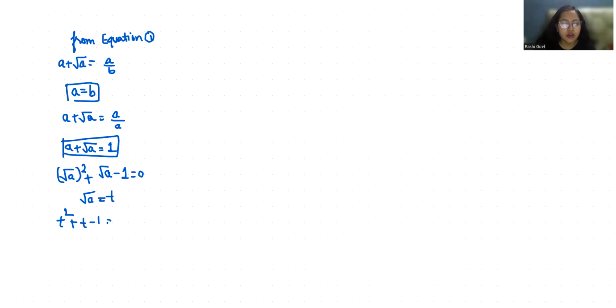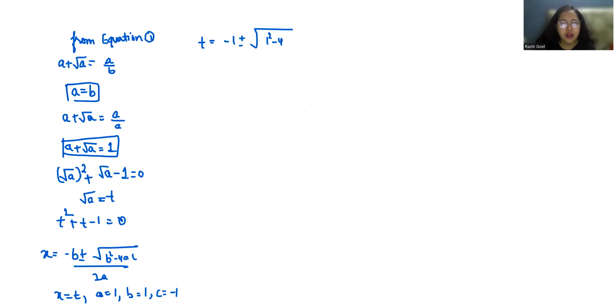Now I'm going to solve it as a quadratic equation. So x is equals to minus b plus minus under root b square minus 4ac by 2a. x is t. a is coefficient of t square, b is coefficient of t and c is the constant. So t is equals to minus 1 plus minus under root 1 square minus 4 times 1 times negative 1 by 2 times 1. So t is equals to negative 1 plus minus under square root 1 plus 4 by 2. So t is equals to minus 1 plus minus square root of 5 by 2.